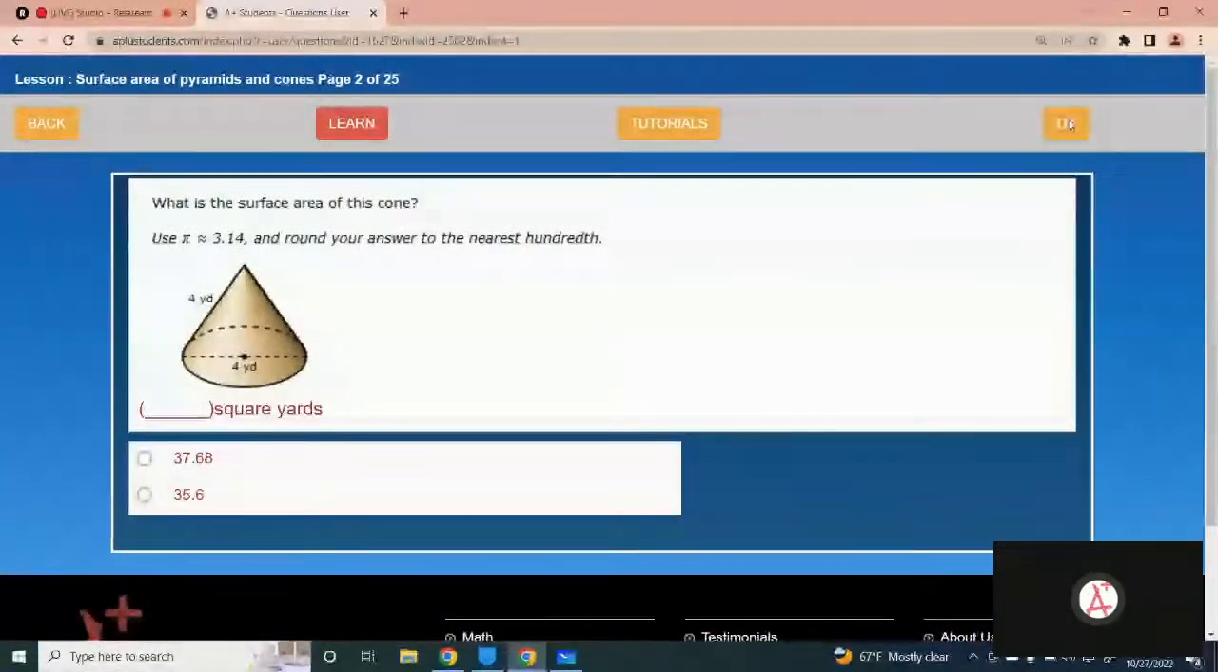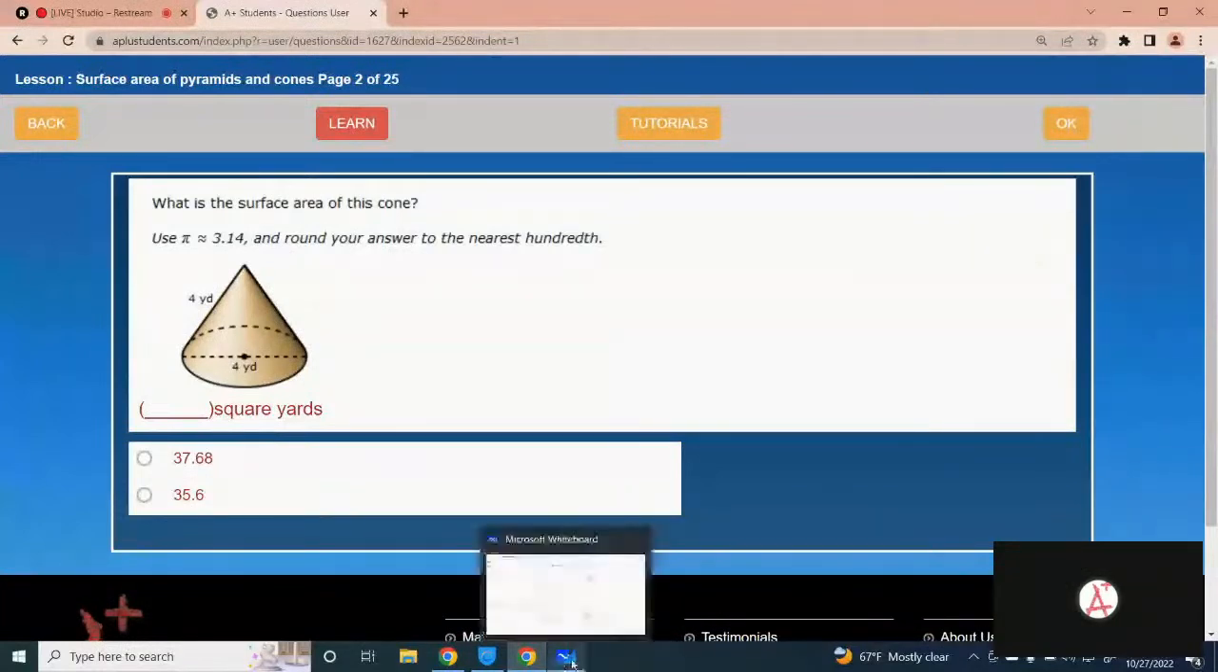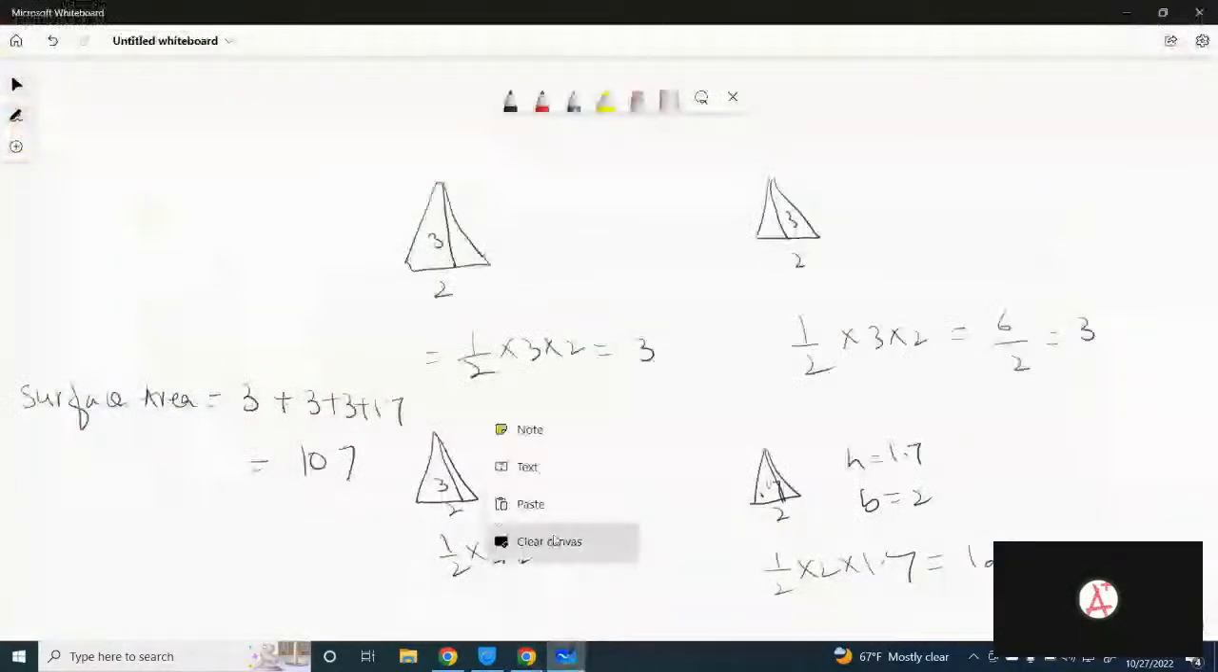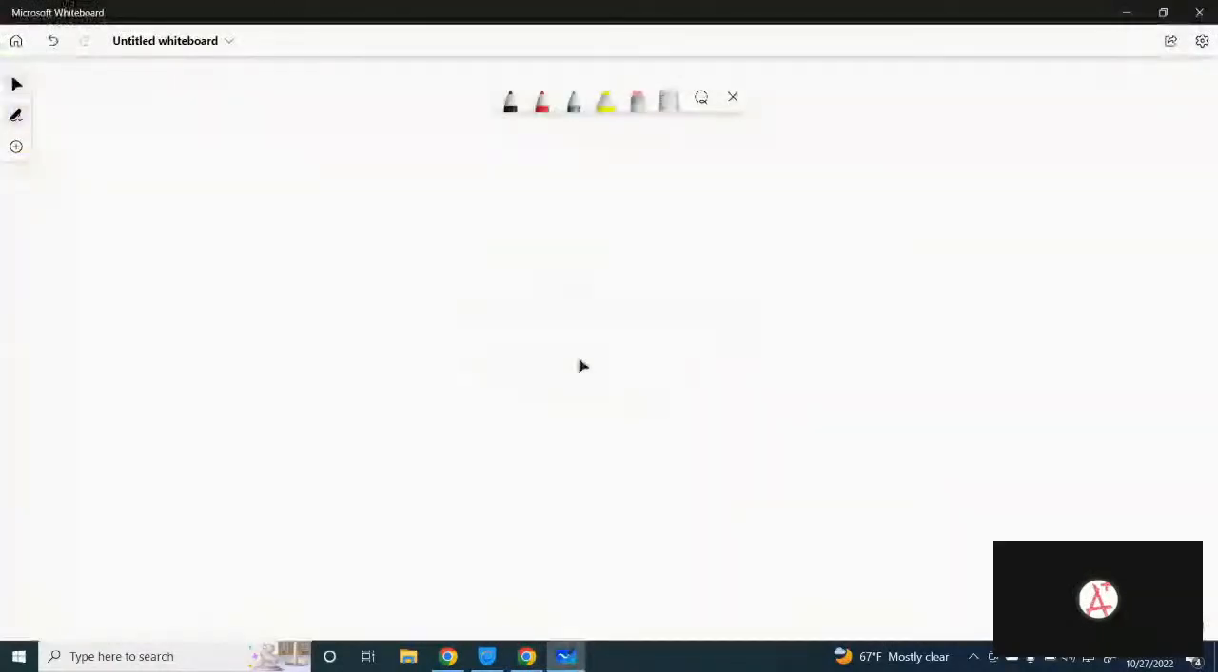Got it? Okay, now you're given a cone. What is the surface area of the cone? You have to find the surface area of the cone. Okay, so it has the diameter 4. Let me draw the cone. It looks like this. So the diameter is 4 yards and here the height is also 4 yards.